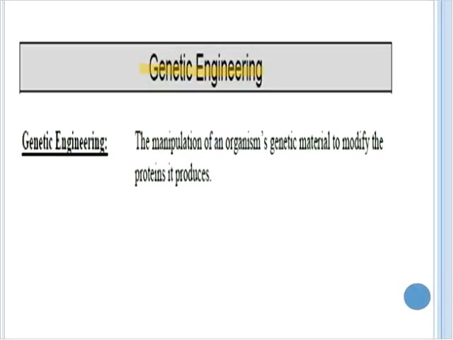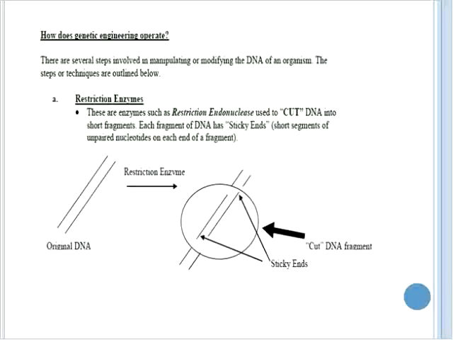By definition, genetic engineering is the manipulation of an organism's genetic material to modify the proteins that it produces. There are a number of ways this can occur, and there are several steps that are involved in manipulating or even modifying the DNA of an organism. We'll go through the steps or techniques on the next few slides.